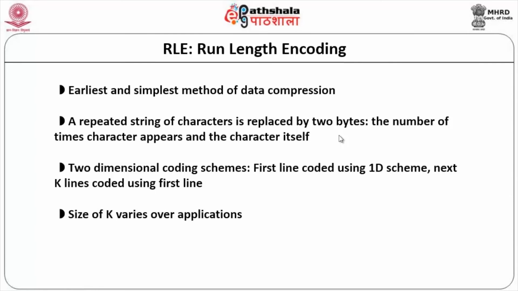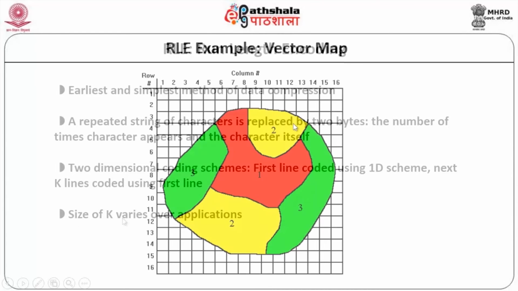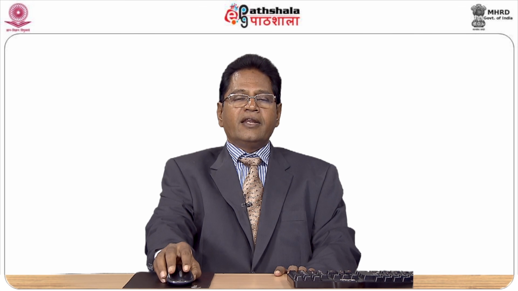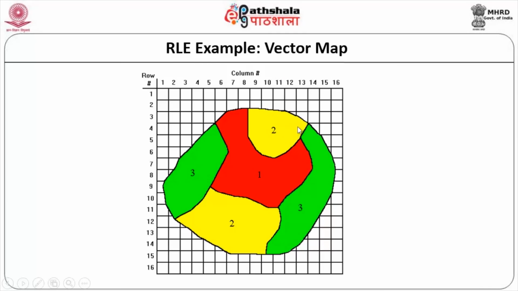It has a 2-dimensional coding scheme. The first line is coded using the ID, and then the next k lines are coded using the first line. Of course, the value of k varies over various applications. A simple RLE code or your vector map. So, you have this RLE code or the vector map. So, this is how it appears.